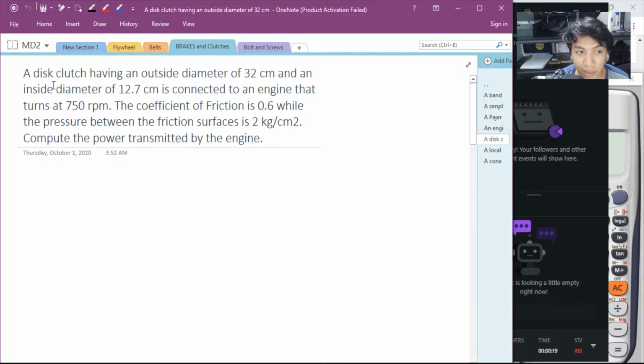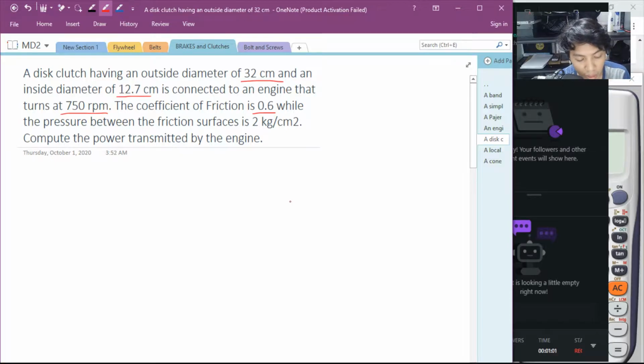A disc clutch having an outside diameter of 32 cm and an inside diameter of 12.7 cm is connected to an engine that turns at 750 RPM. The coefficient of friction is 0.6, na relatively high for a friction material, while the pressure between friction surfaces is 2 kilogram per cm squared. You are asked to compute the power transmitted by the engine.